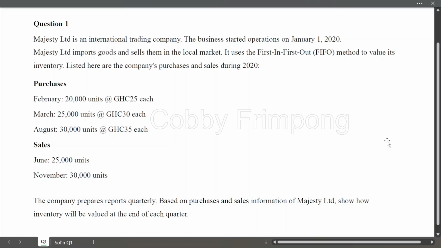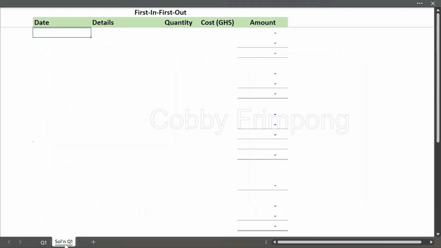So how do we go about this question? I am going to solve the question in Excel. I've already pre-filled some formulas to make it easy and fast for us. So we set it out in this way. You have your date, and then the details, the quantity, the cost, and then the amount.